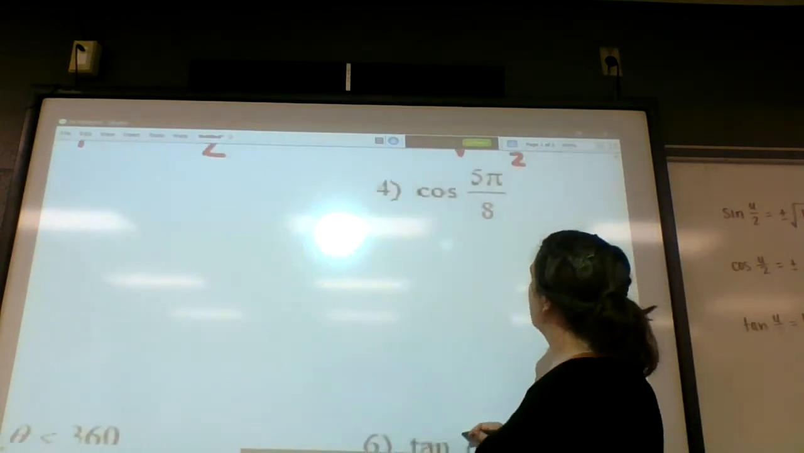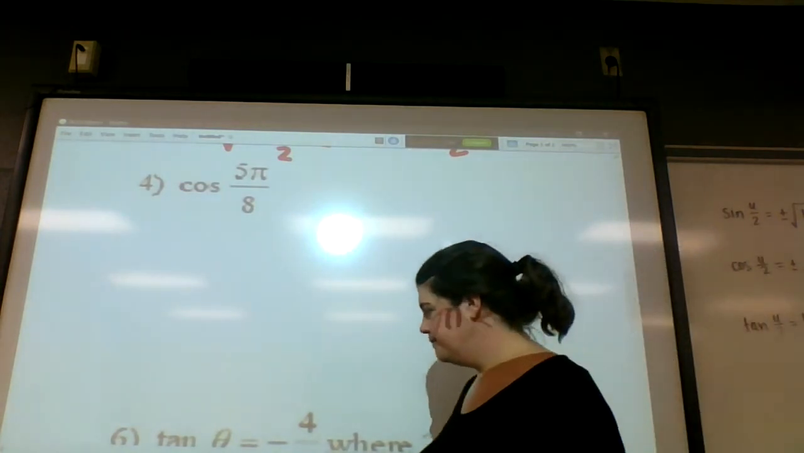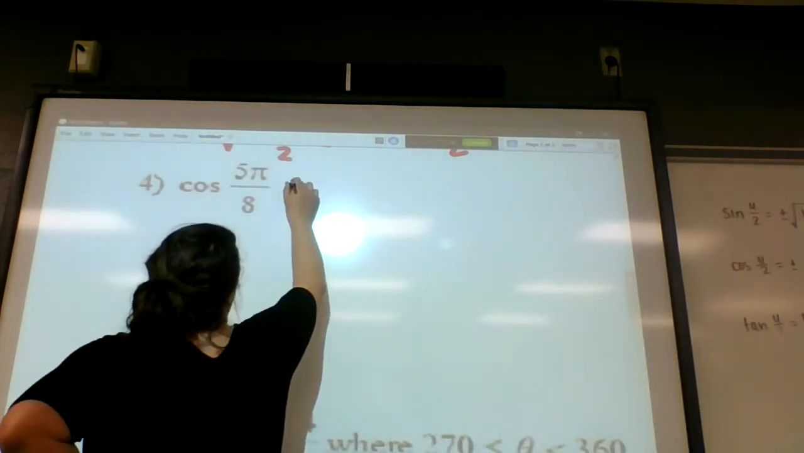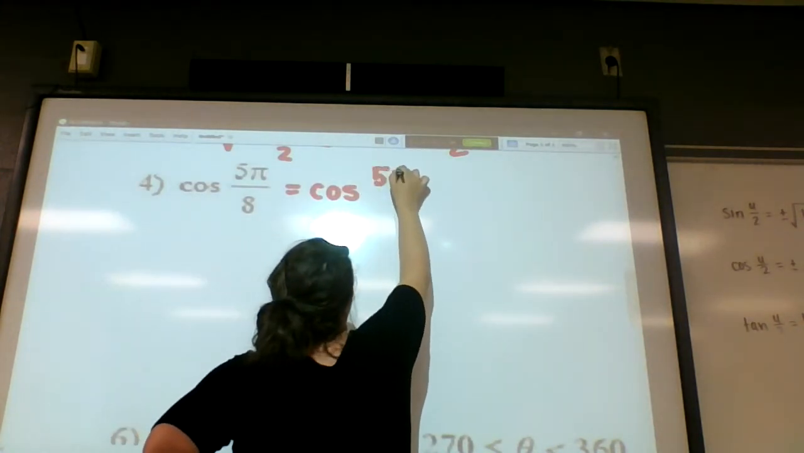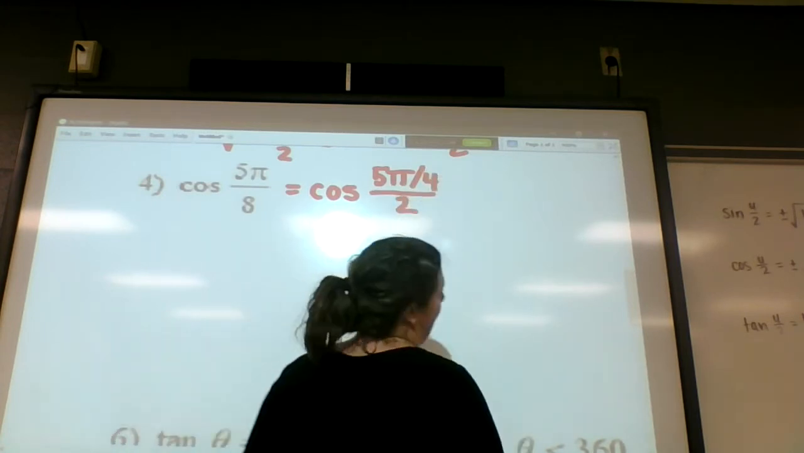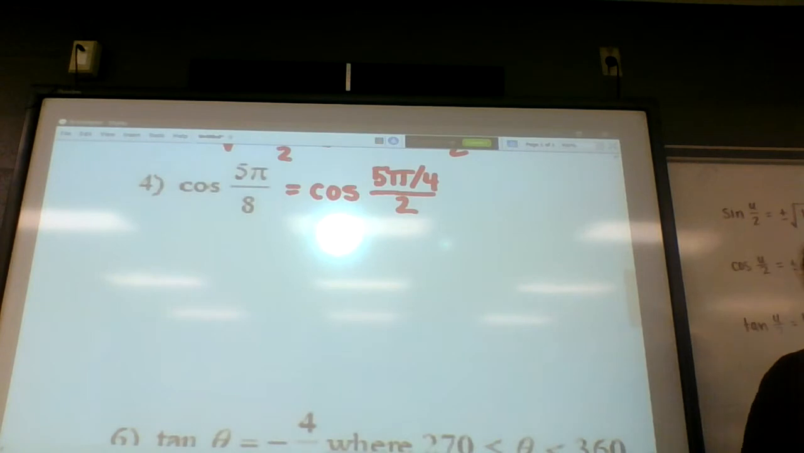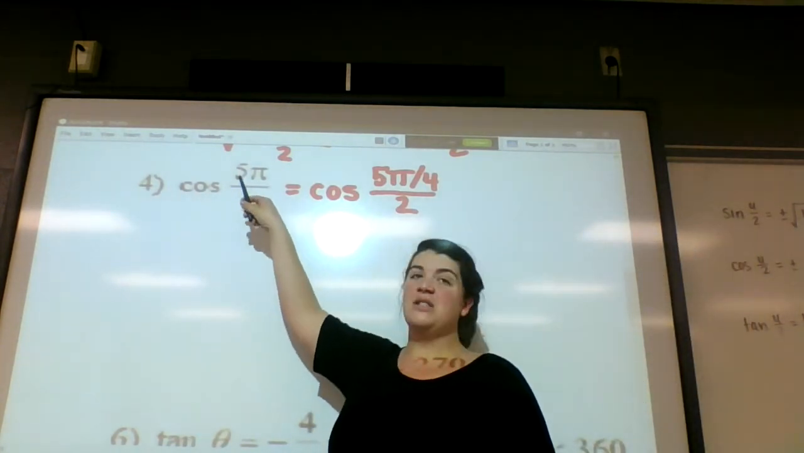All right, let's try another. Cosine 5 pi over 8. So we could think of this as the cosine of 5 pi over 4 being cut in half. Now, with the sine and the cosine, you have to pay attention to the quadrant to decide if this is plus or minus. And we go based off of the actual cosine of 5 pi over 8. That's what we're trying to find.